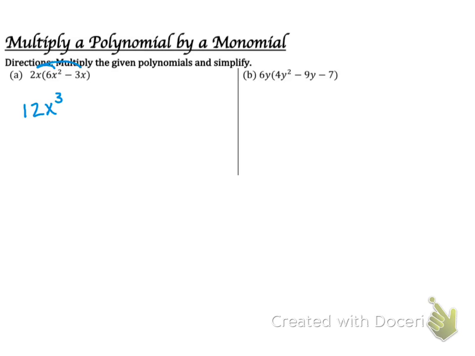Then I distribute to -3x. So 2x times -3x is -6x squared. I double check to make sure I do not have any like terms, which I do not, so that is my final answer.